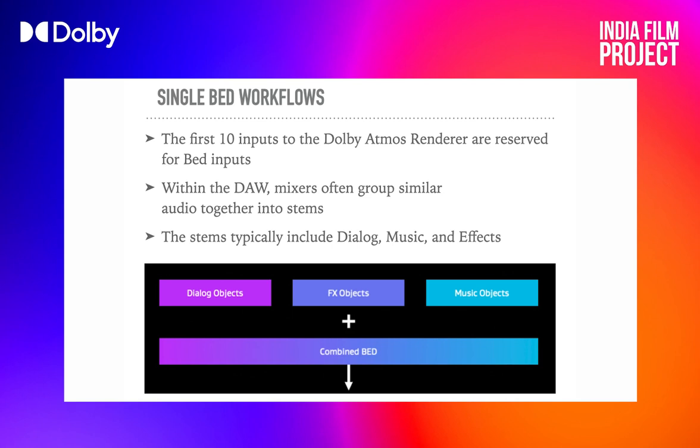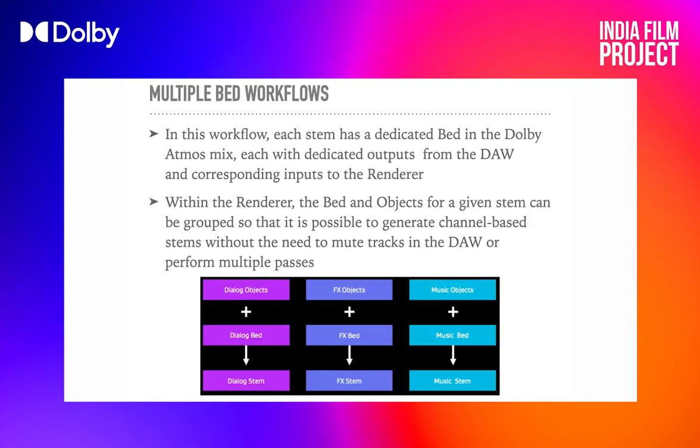And in a way, I've talked about the workflow. So a single bed workflow, which means you're using 10 inputs for a mix, and the remaining 118 channels are all being used for the objects. And then there's the multiple bed workflow, where you have multiple beds. In this case, we're looking at a very basic 3-bed: dialogue, effects, music bed, and then dedicated channels for dialogue objects, effects objects, and music objects.